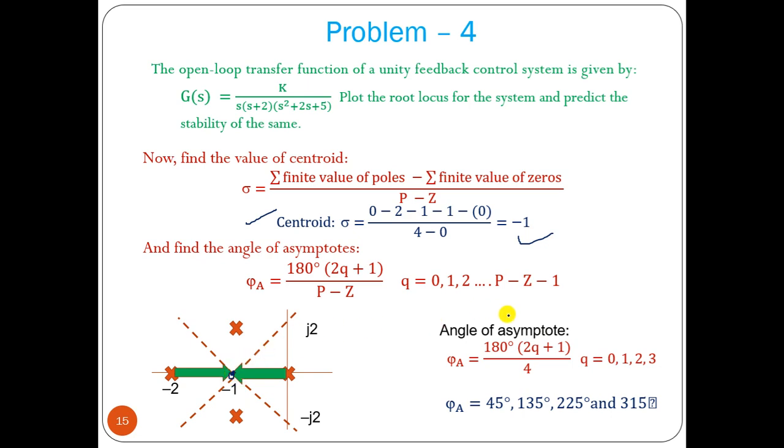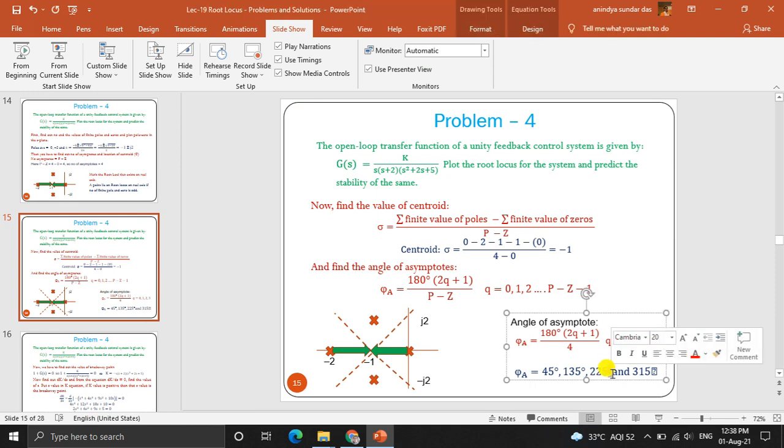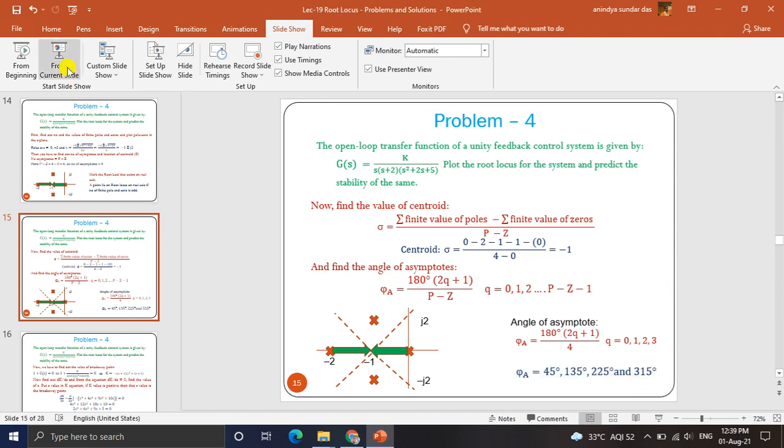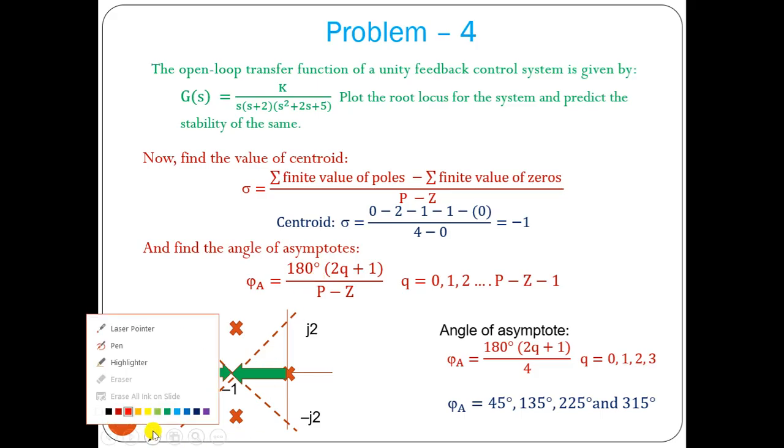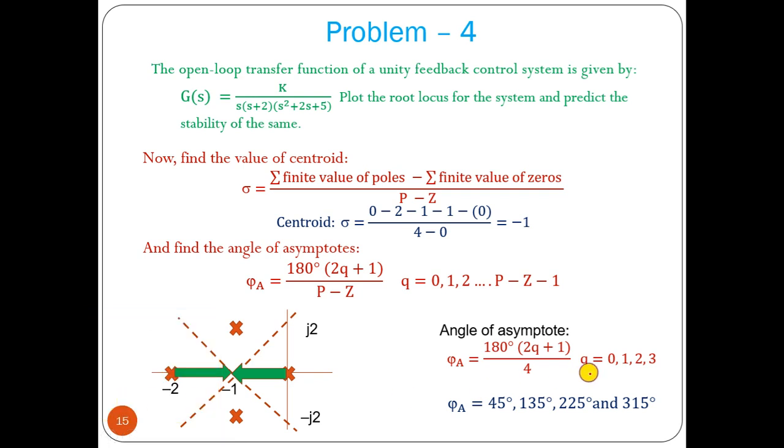Angle we have to find out. Now to find the angle, we have to use the formula 180 degree into (2q plus 1) divided by p minus z. Here p minus z is equal to 4, and q should range from 0 to 4 minus 1, that is 3, so 0 to 3. If you put q equal to 0, 1, 2, 3, we get 45 degree, 135, 225, 315. So these are the angles that we are getting.